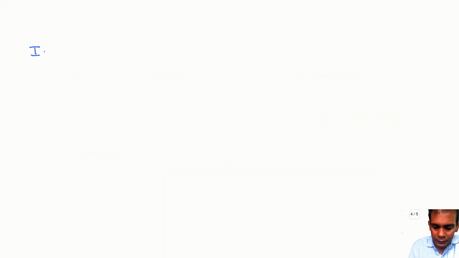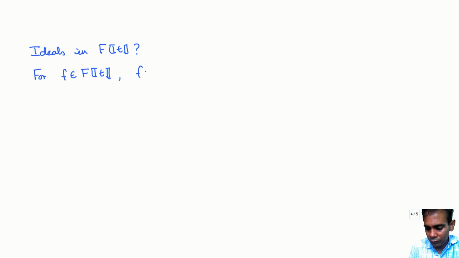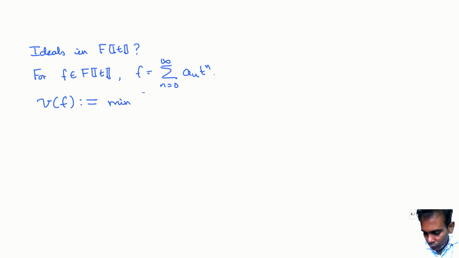What are the ideals in the ring of formal power series? To understand this, it's useful to have the notion of the valuation of an element in F[[t]]. So for any f in F[[t]], you can write f as the sum, n goes from 0 to infinity, an t to the n. Define the valuation of f, denoted v(f), as the minimum value of m greater than or equal to 0 such that am is not equal to 0.